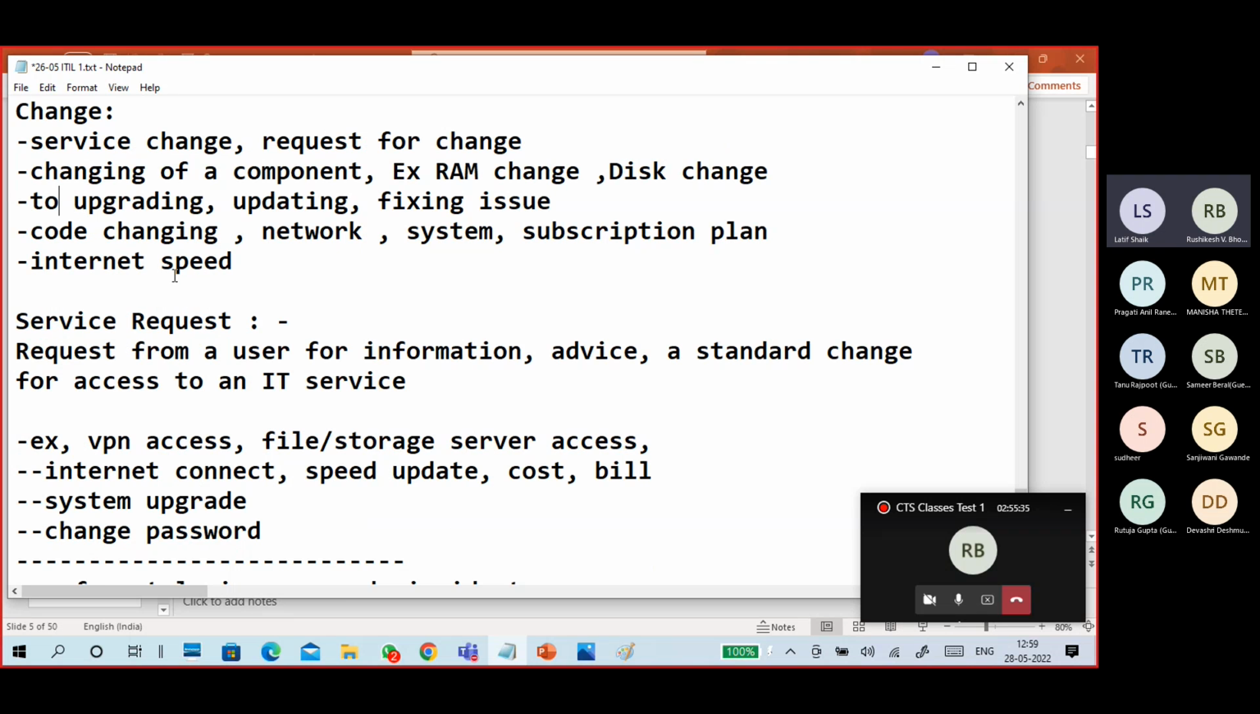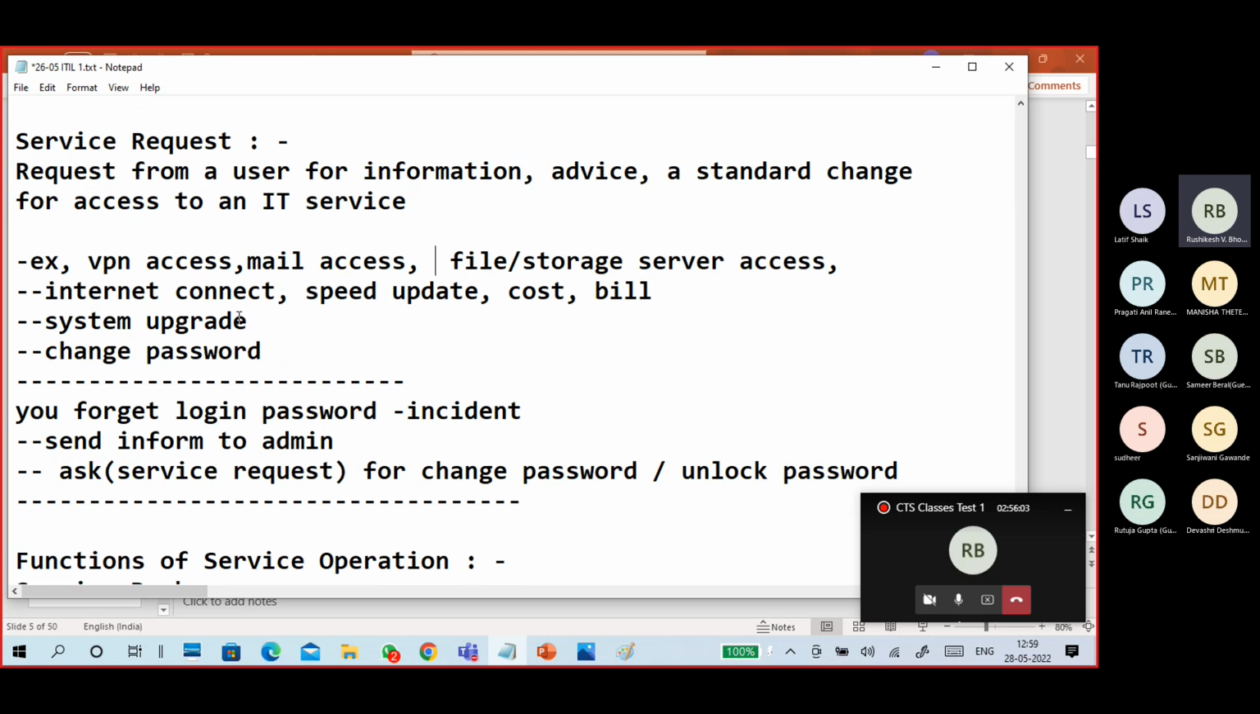And this is also related to the service request. Sometimes a user asks for information or for some service changes, like asking for VPN access, mail access, password changing, file access, internet access, speed upgrades, system upgrades. These all come under service request.